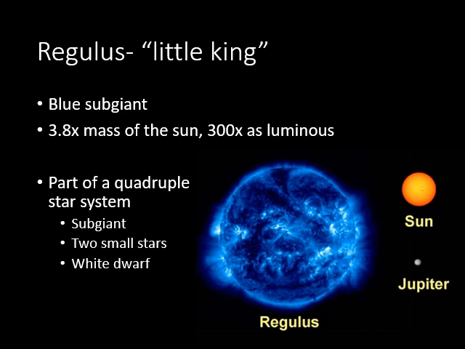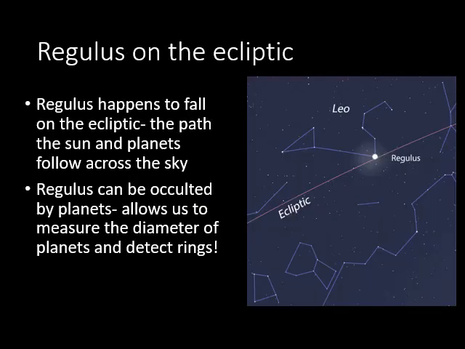But with just your eyes, you're only going to see the one bright blue star, the one that actually dominates the brightness of all of these stars in the system. So something really interesting about Regulus is it happens to fall in a very unique location in the sky. It falls right on this line we call the ecliptic.